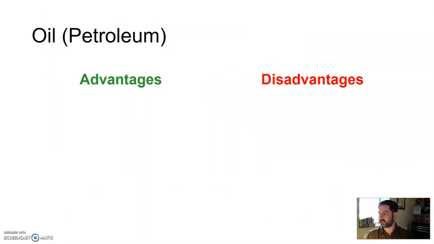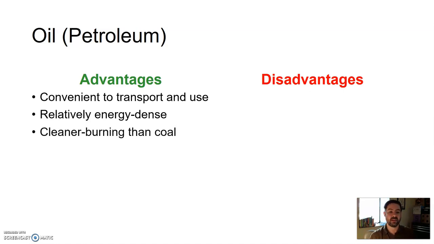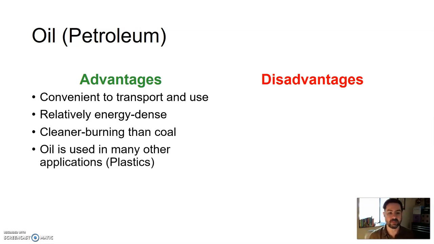So what are the advantages and disadvantages? So the reason we use oil, petroleum, gasoline is derived from oil in vehicles is that it's convenient to transport and use. It's relatively energy dense for what it is. So it's easy to transport and use. It burns really easily. It's energy dense, so it's great for things that move. It is cleaner burning than coal. It's not clean, but it's cleaner than coal.